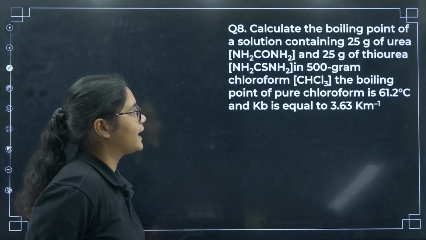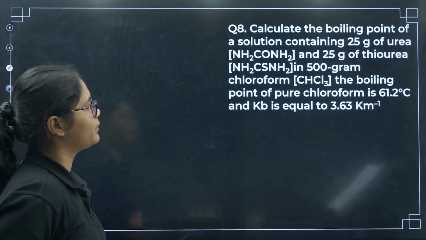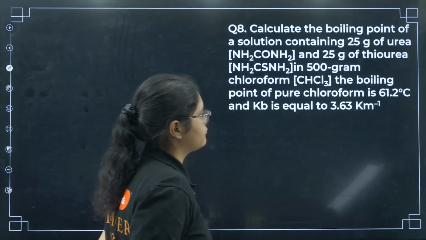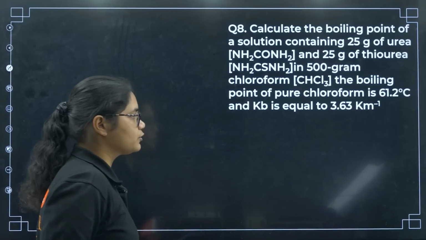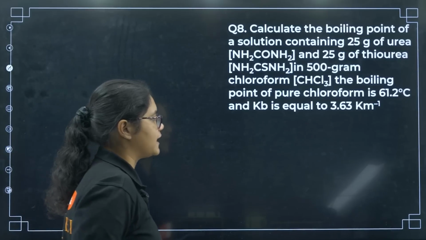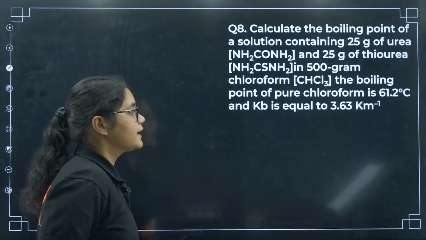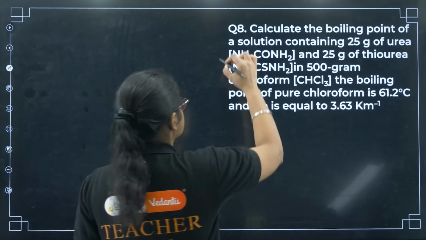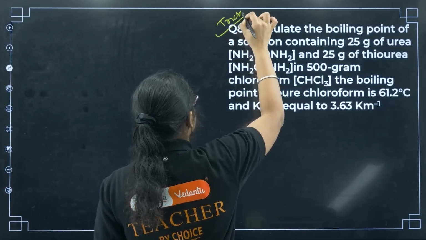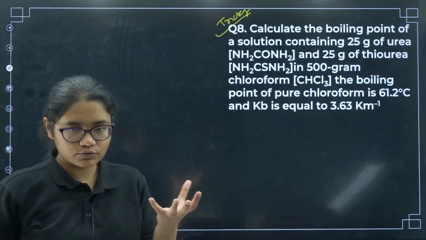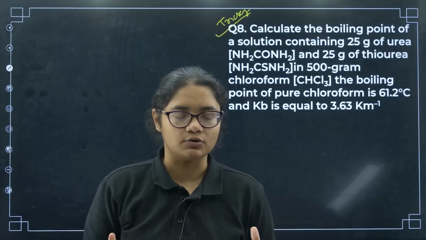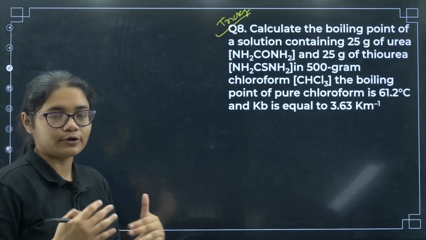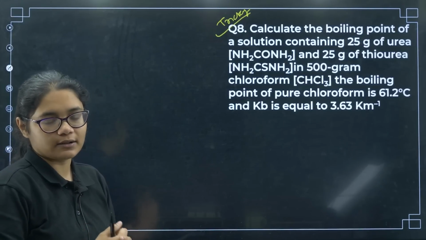Next, question number 8, calculate the boiling point of a solution containing 25 gram of urea and 25 gram of thiourea in 500 gram of chloroform. The boiling point of the pure chloroform is 61.2 degrees Celsius and Kb is equal to 3.63 Kelvin molal inverse, okay. So yes, this question is also a bit tricky, okay. So please see properly what you have to do. Now you are having two solutes, you are adding two solutes in one solvent. So first you have to calculate the number of moles of both the solutes individually and then add the total number of moles, okay.